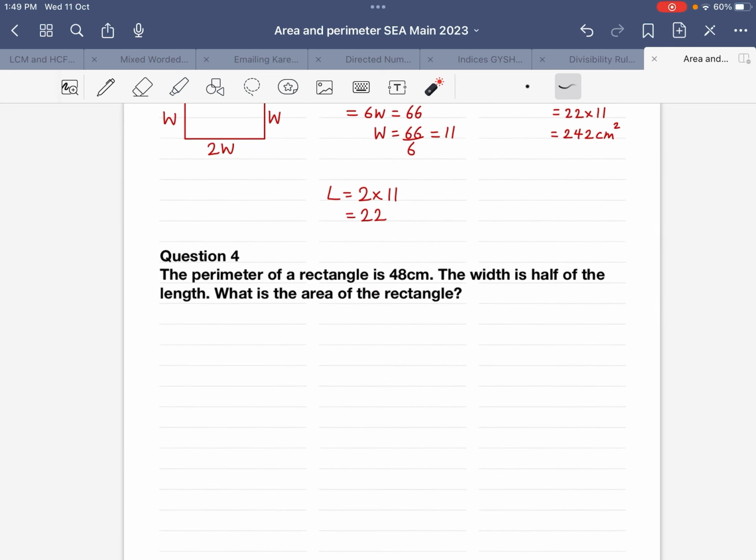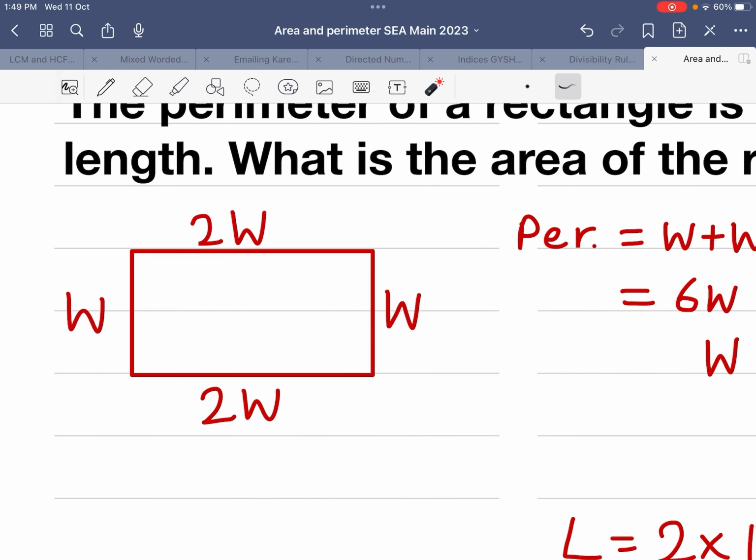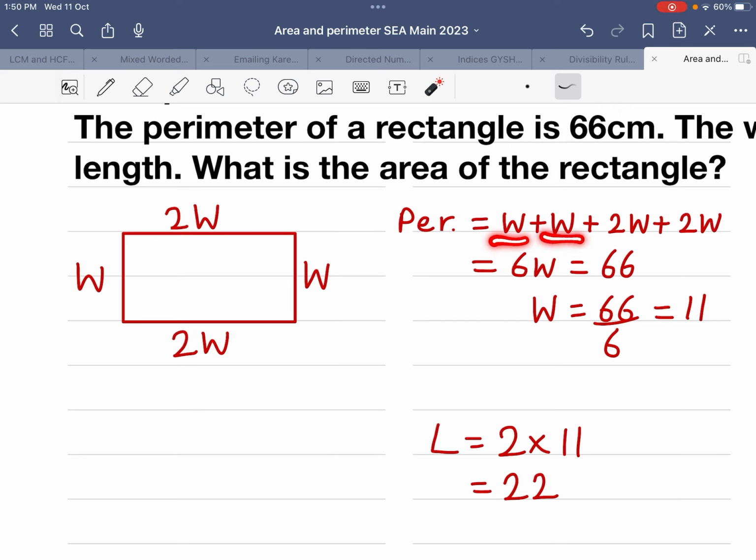Right, so let's take a look at what we did here. So instead of putting the length, we use 2w because the length is twice the width. So we can replace L with 2w. So the perimeter will comprise of 2 w's and then 2 w's here and 2 w's here. So that is 1, 2, 3, 4, 5, 6, 6 w's.